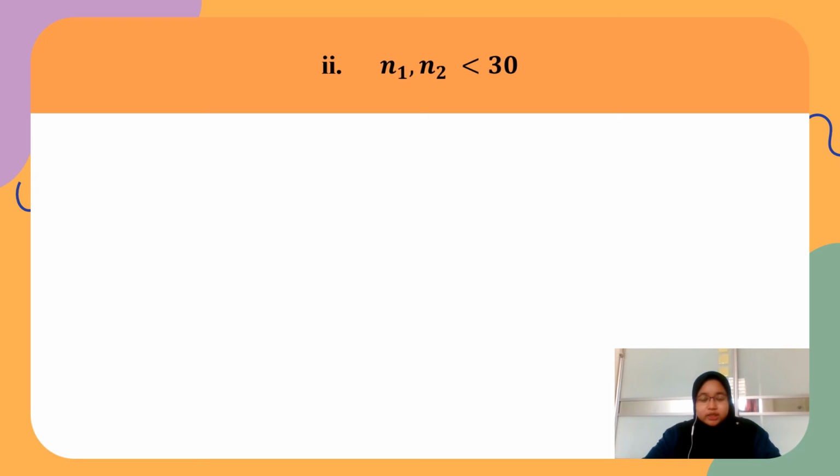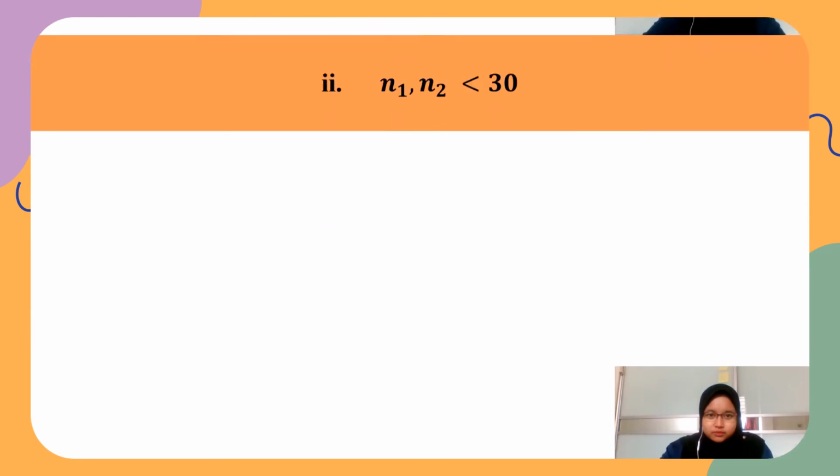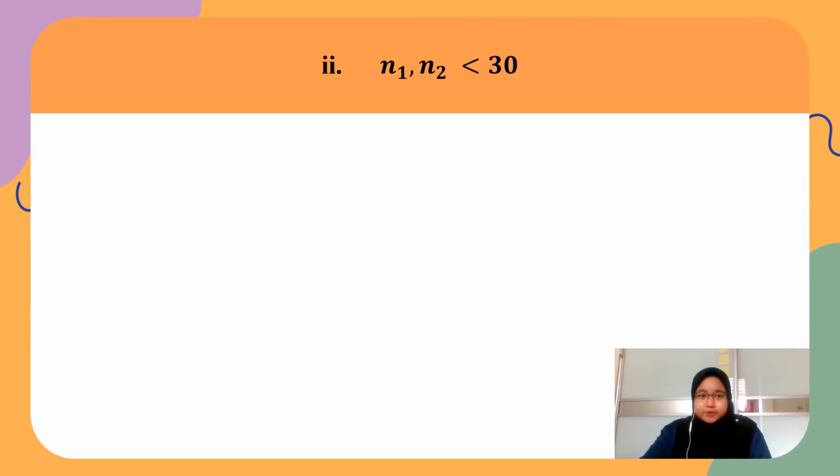Assalamualaikum and hi everyone. I'm Nur Amalia Aisyah and now I will be teaching about the second case in case 3, which is n1 and n2 less than 30. I'll be constructing the confidence interval for the population mean using the student's t distribution. The confidence interval for a population mean is determined by taking the sample mean, the point estimate, and subtracting and adding a margin of error to it.